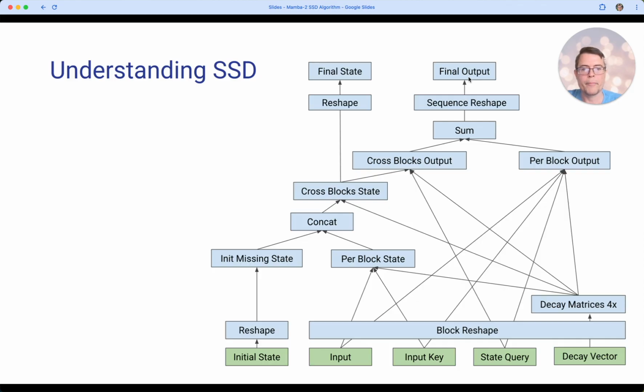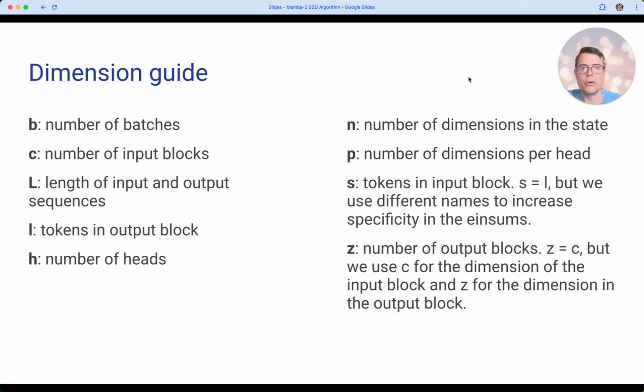So that's the big structure of the algorithm, and then we'll look at each bit of the code here. This is a breakdown of the code. It uses a lot of Einstein sums, and the indexes are, by convention, single letters, which is a little bit hard to keep in your head. So if you're like, hey, I don't remember what B and C was, here's the decode. You can look at this later.